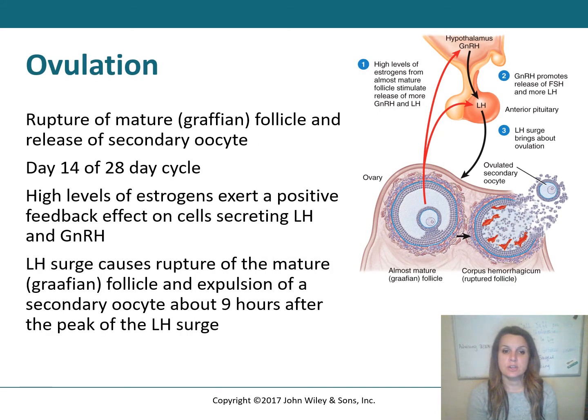Okay, so ovulation occurs when a mature follicle releases its secondary oocyte. It's going to basically rupture out of there. And this usually is going to occur about day 14 of the 28-day cycle.